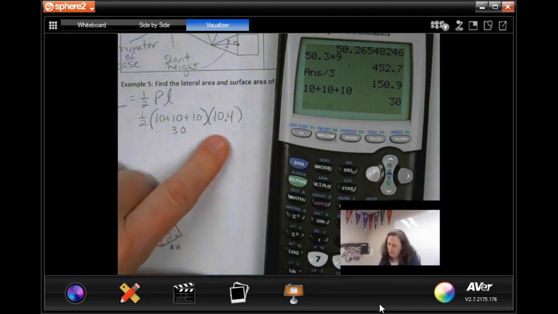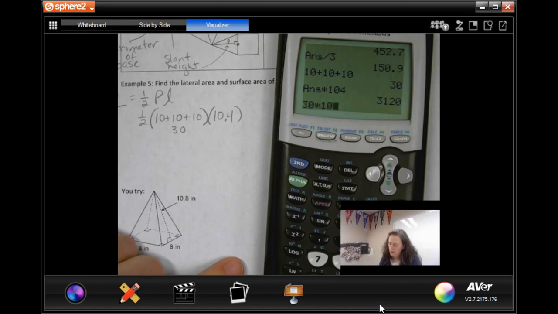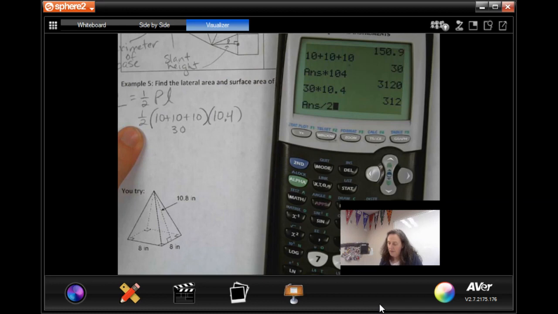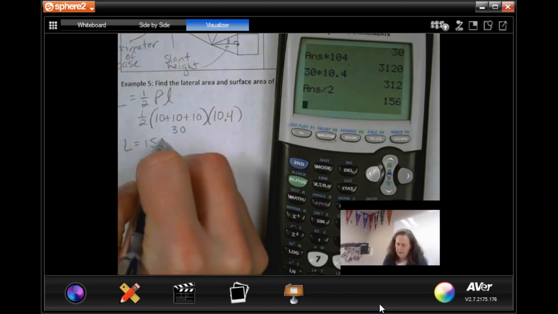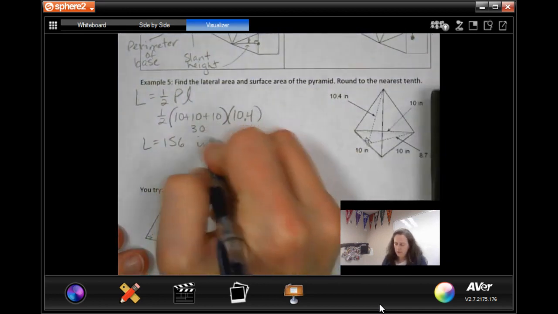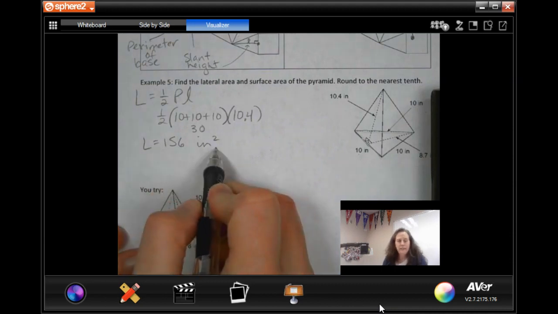And then 30 times 10.4. Oh, I didn't do that right. 30 times 10.4. Yep. And then half of that is 156. So I'd like for you to try that, put that in your calculator and make sure that you're putting it in correctly so that you get 156.